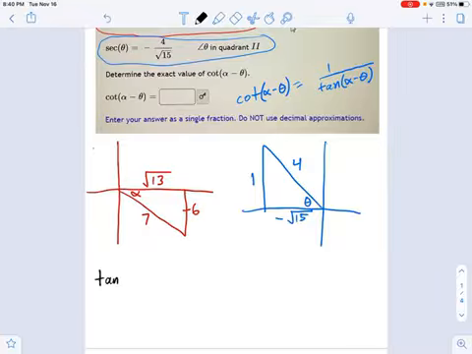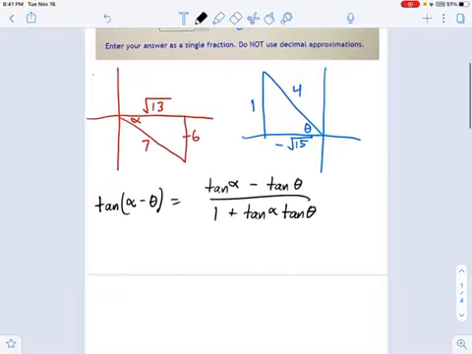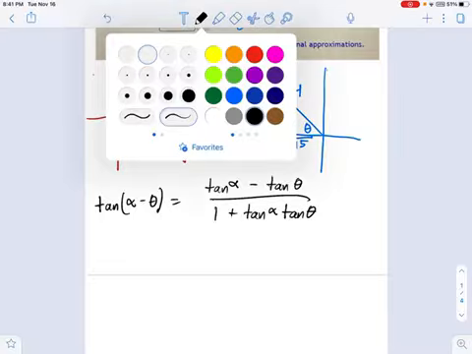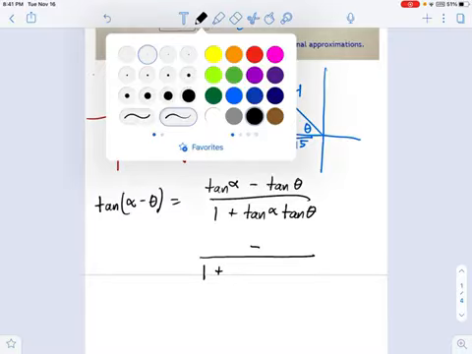Now, tangent. Remember what the tangent identity says. Tangent of alpha minus theta equals the tangent of alpha minus the tangent of theta, all over 1 plus tangent alpha tangent theta. So now our job is to just put in what tangent of alpha and tangent of theta are into this problem. So let's do that. Here's my fraction. And on the bottom, I've got 1 plus something. And on the top, I've got a minus.